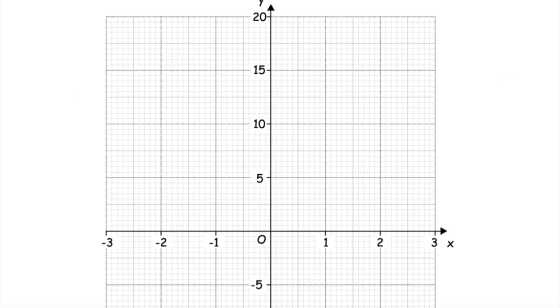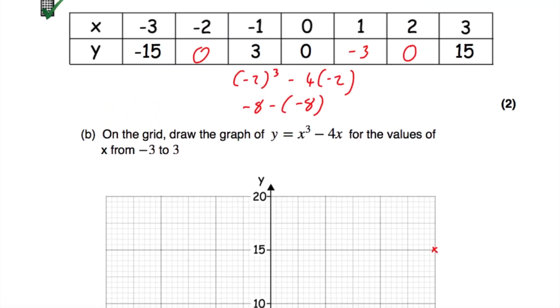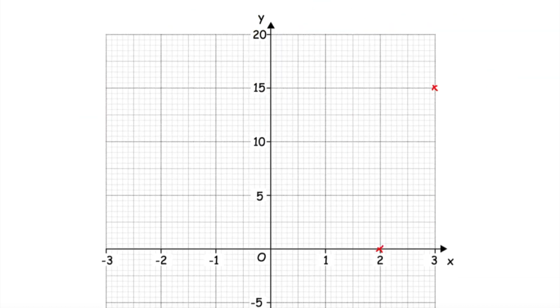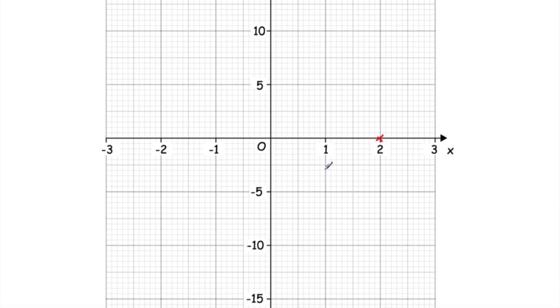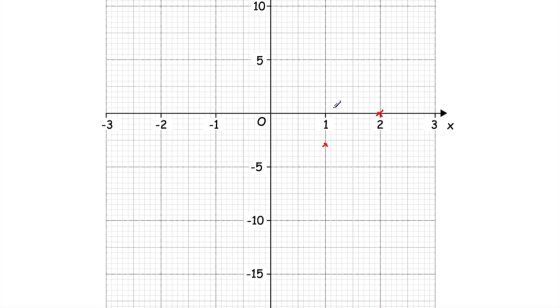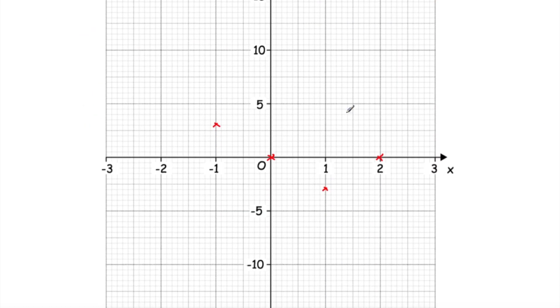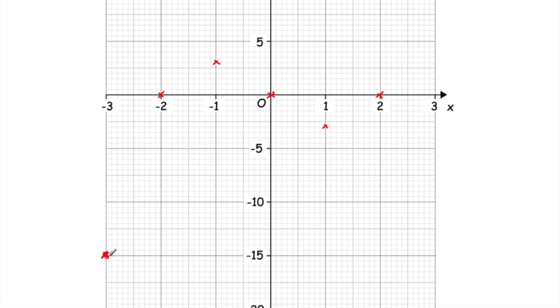So let's plot those points. So 3 across 15 up will be there. Next, 2 across 0 up, so 2 across 0 up will be there. Next, 1 across 3 down, well, there's going to be negative 2.5. Negative 3 would be there. Next one, 0 across 0 up, so the origin there. So next, negative 1, and then 3 would be there. Next then would be negative 2, 0, so passing through the x-axis again. And negative 3, negative 15 would be down here.